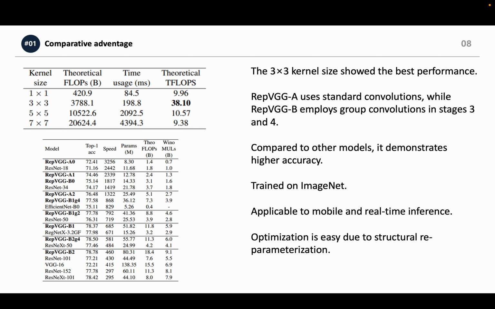Experiments show that 3x3 kernels perform the best. RepVGG A and B differ in convolution and group convolution usage. Compared to other models, it achieves higher accuracy. Thanks to structural reparameterization, it is easy to optimize and suitable for mobile and real-time inference.